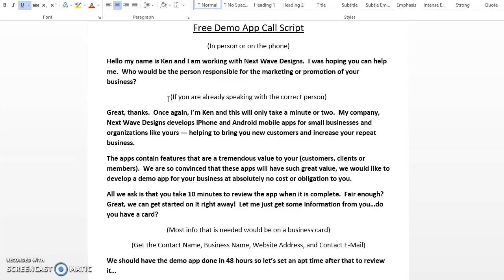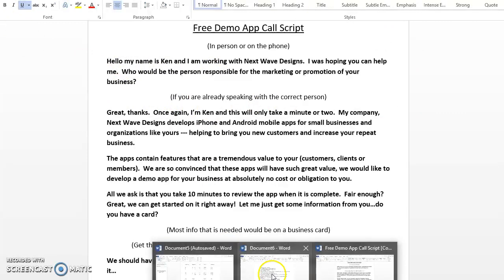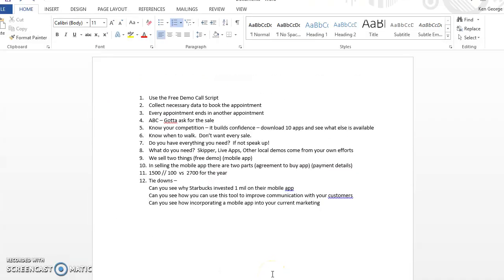So that is certainly something that you want to make sure you do, which is just to keep track in an organized fashion of the information that you're picking up when you're out there and you're talking to people. Okay, so the third thing I want to talk about here on my list is that every single appointment that you go on literally should end in another appointment.